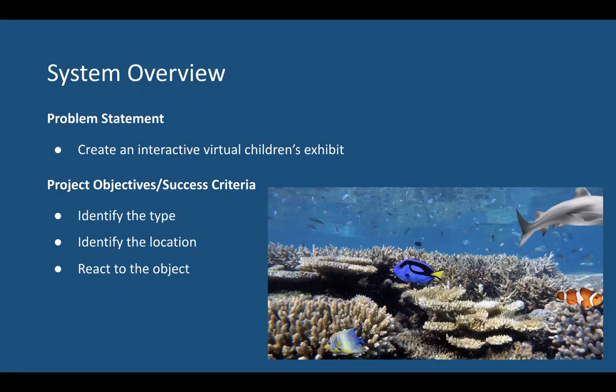And a few of our objectives are to identify the type of object that the children are holding, which will be triangles and stars. Then it will identify the type of location the object is and have the fish react to the object appropriately.